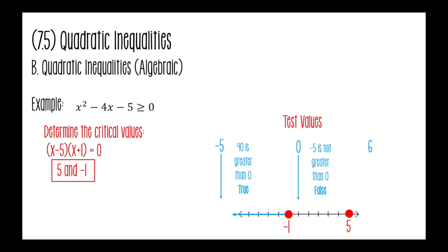Then I'll go ahead and test the right side. And here I've chosen to use a value of 6. But again, I could use something like 10. Anything that's bigger than 5 would work here. So when I use 6, I've got 6 squared, which is 36, minus 4 times 6, which is 24, and then minus 5. That ends up giving me 7, and we're testing, is 7 greater than or equal to 0? Yes, therefore it's true, and that means that that part's going to get shaded.